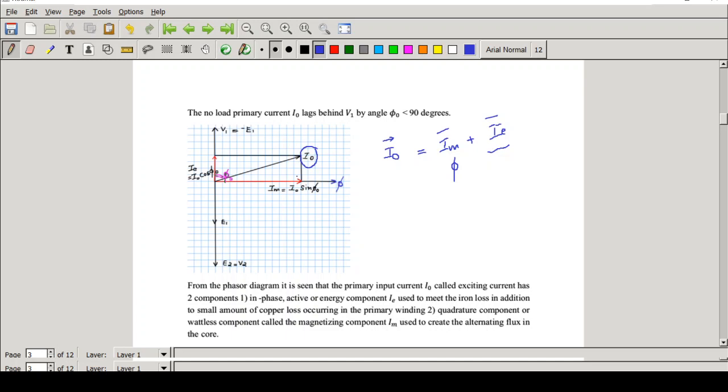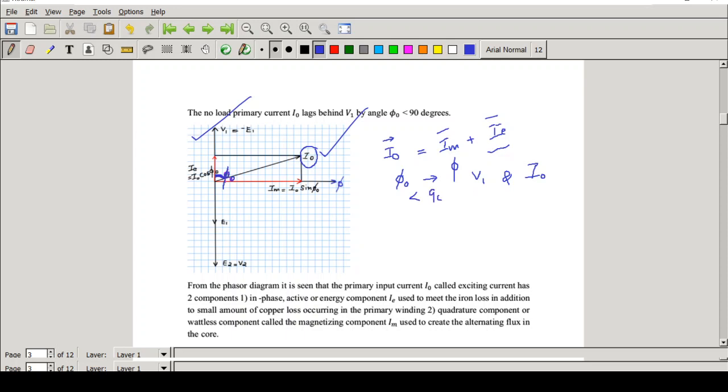Now let me take one angle. What is the angle between the input current and the input voltage? Actually this is the angle. The angle between I0 and V1, that is input current and input voltage, you take as phi 0. Here you can see that this angle between the input voltage V1 and the input current I0 is less than 90 degrees.